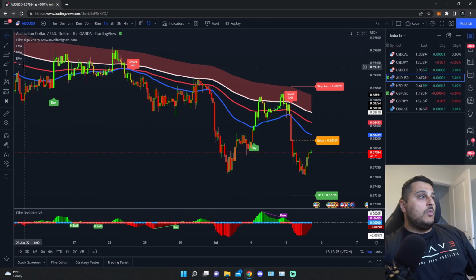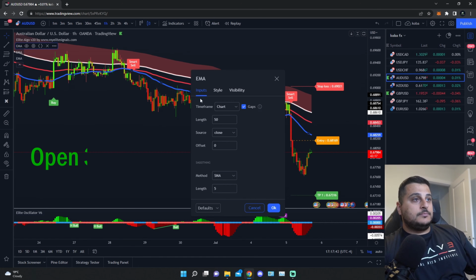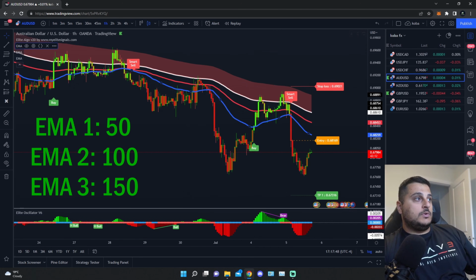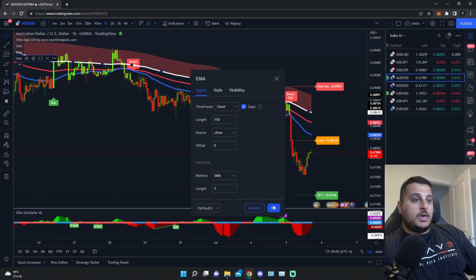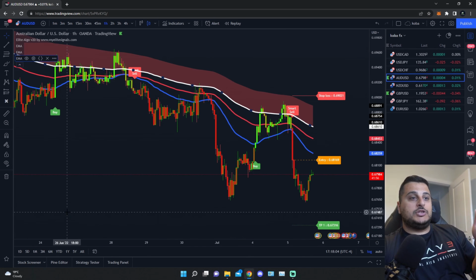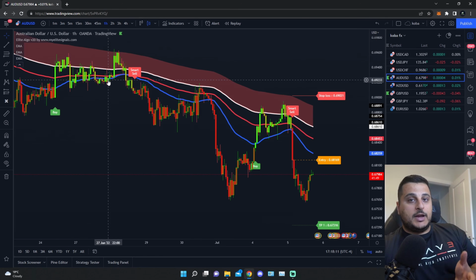Very simple. Once you have 3 of those on your chart, what you want to then do is hit settings on the first one, and you want to have a length of 50 for the first one. The second one, you want a length of 100, and the third one, a length of 150. Okay, very, very simple. Then you want to press OK. For the Elite Oscillator, you don't really need it. So for this strategy, we can actually remove it. Now, we have the 3 moving averages and we have EliteAlgo on our charts. Now let's get into what the strategy exactly is.